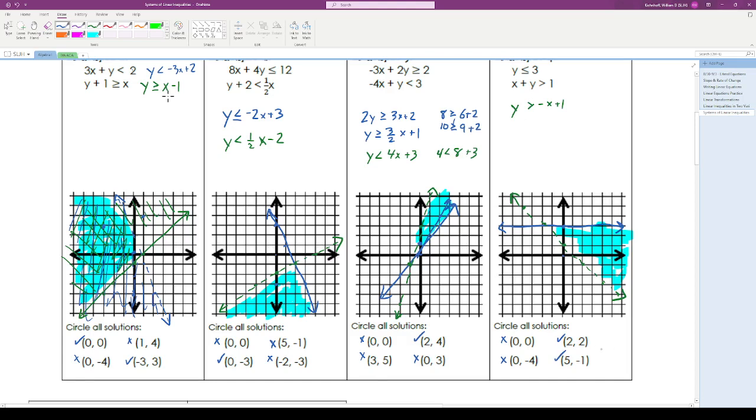Okay, so that's how we would graph and evaluate solutions for these. Remember that these aren't the only solutions. There's infinitely many points here, and these lines keep going forever. So we could find points that are hundreds of units down the line, and they would still be solutions.